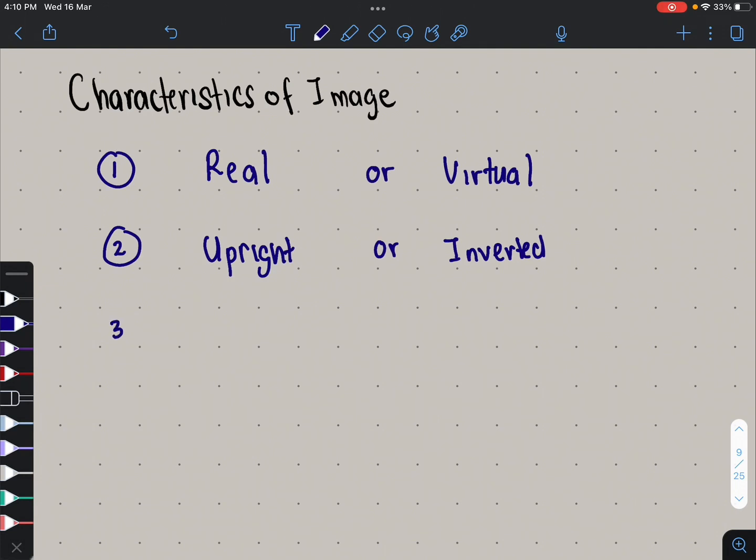And then the third classification dekat sini adalah whether the image formed is either magnified, much bigger than the object, or it is diminished, much smaller than the object. Okay, so these are the three classification we will use to describe the characteristic of image.